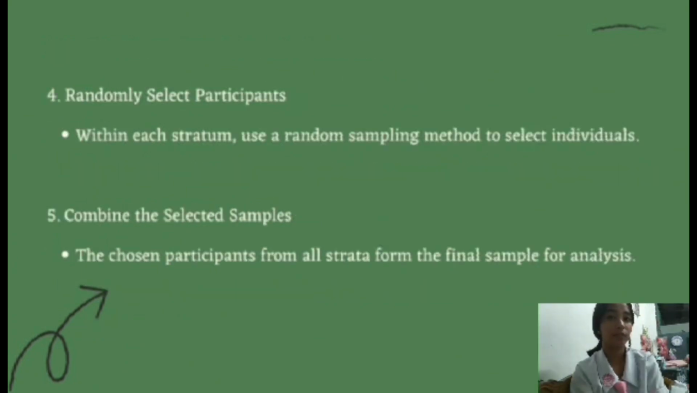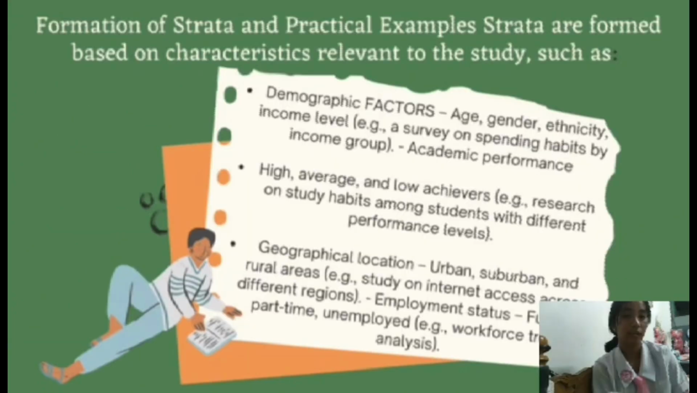Number 4. Randomly select participants. Within each stratum, use a random sampling method to select individuals. Number 5. Combine the selected samples. The chosen participants from all strata form the final sample for analysis. Now, let's proceed to the formation of strata and a practical example.